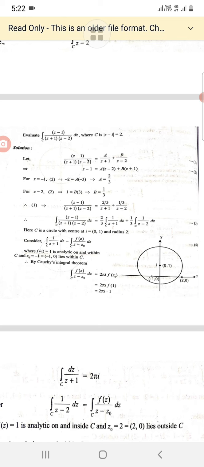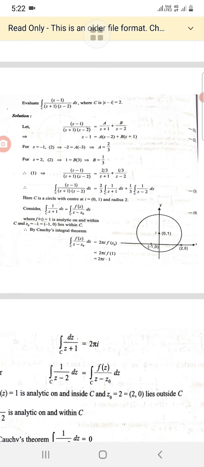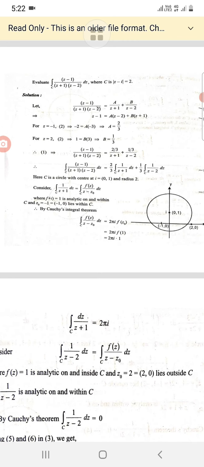Here there are two terms, that is 1 divided by z plus 1 and 1 divided by z minus 2. For both the terms, we have to apply Cauchy's integral formula or Cauchy's fundamental theorem. For that, C is the circle with the center at i, that is 0, 1, and the radius is 2.